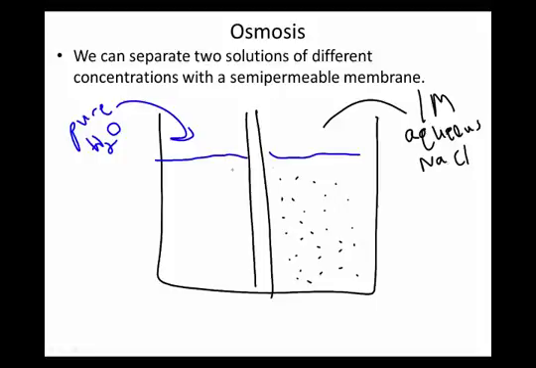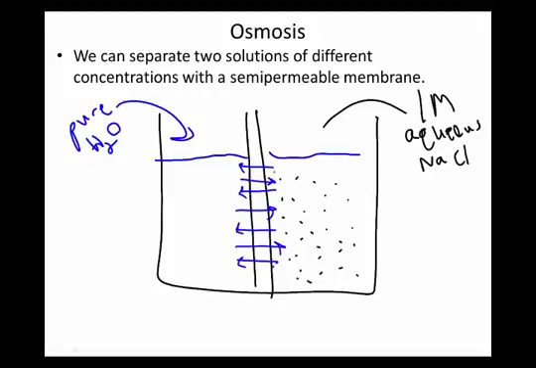Now, this is going to be another one of those equilibrium type things where we have two things happening at the same time. Solvent is going to pass through in both directions. The whole idea of osmosis is simply this: one of these directions is going to be greater than the other direction.